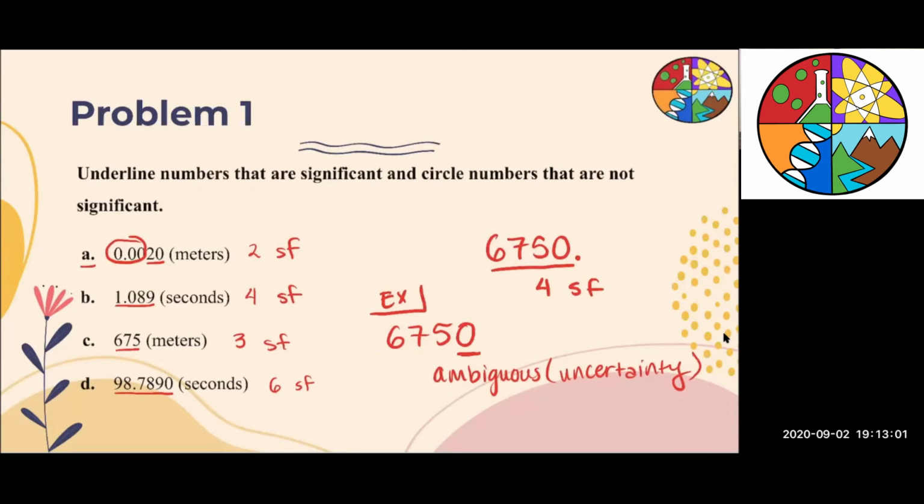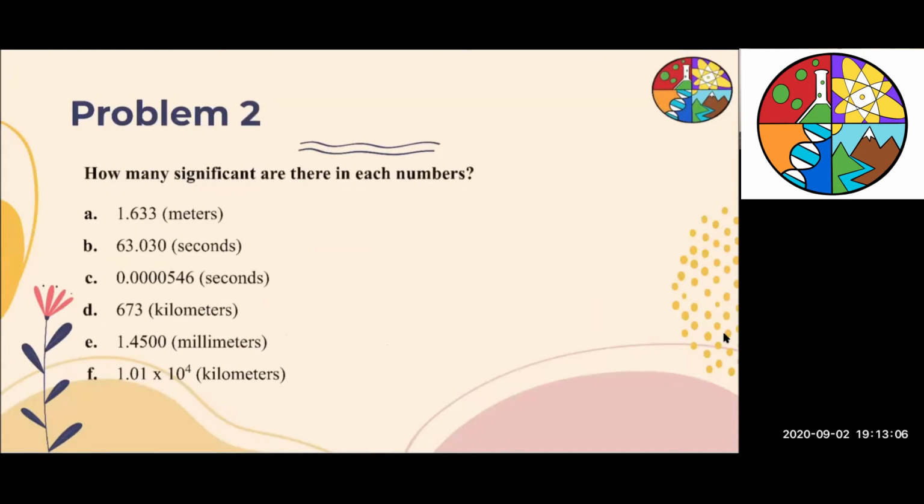Okay. You guys good? Can we go to the next slide? Okay. So this one, I'm going to give you guys 2 minutes. Let me know when you guys are done writing them down, and we're going to put you guys into breakout rooms to do it, okay? So your task is to tell me how many significant figures there are in each number.